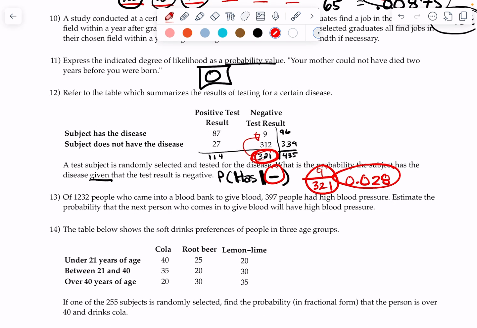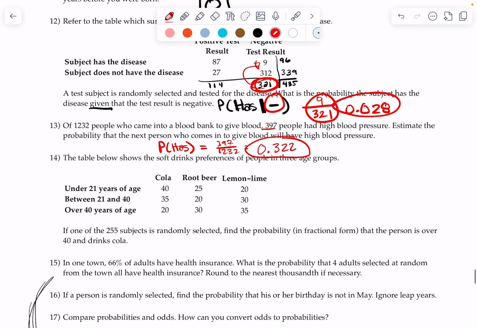All right. Of 1,232 people who came into a blood bank to give blood, this many had high blood pressure. That is awful. Estimate the probability the next person who comes into the blood bank will have high blood pressure. Well, the only thing we have to go off of is what previous results are. So probability of has high blood pressure equals 397 over 1,232. 397 divided by 1,232. Did I do those right numbers? Yep. This is 0.322. So almost a third of people have high blood pressure. That's awful.